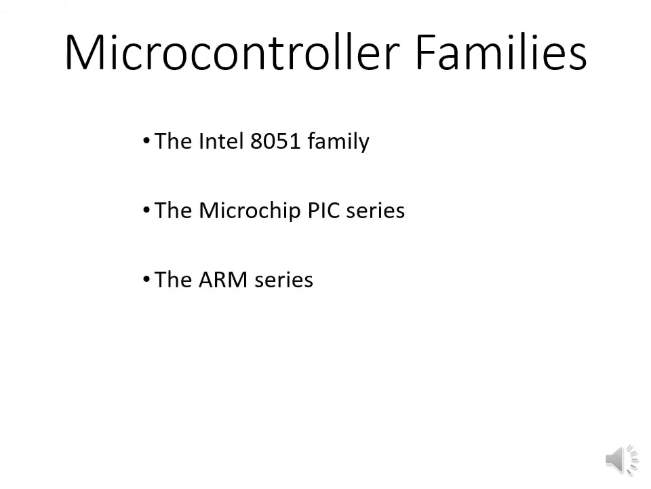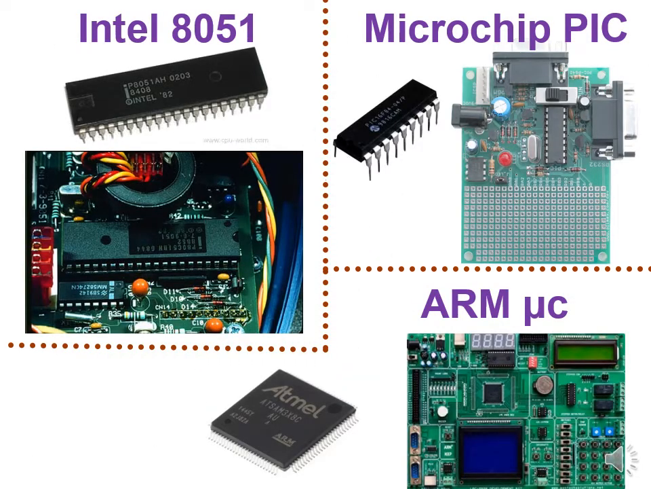There are a number of microcontroller families and microcontroller manufacturers out there. In this slide, I've just given 3 examples of families. These are families of some of the most common and famous microcontrollers: the Intel 8051 family, the manufacturer being Intel; the Microchip PIC series, the manufacturer being Microchip; and the ARM series, the manufacturer being ARM. The illustration just shows typical images of members within each of these 3 families.